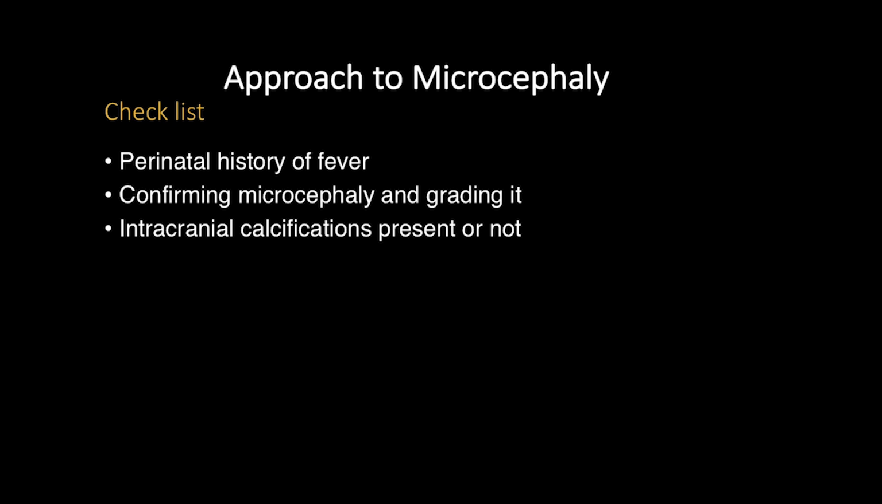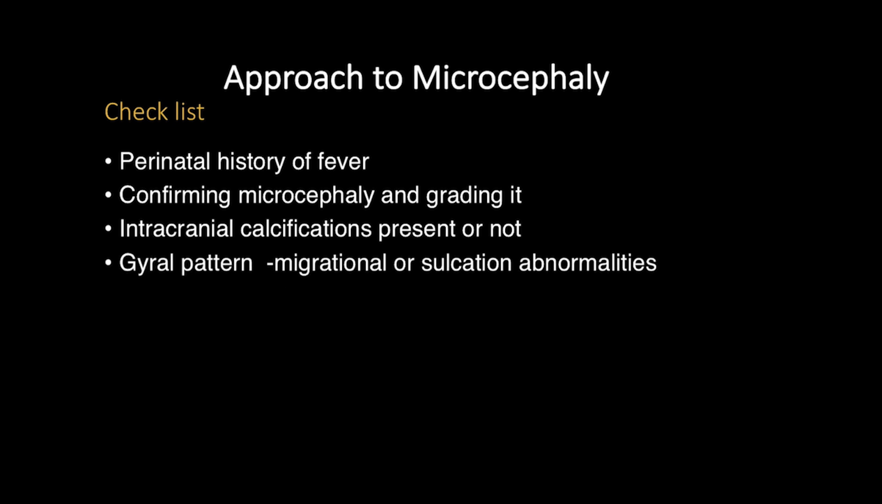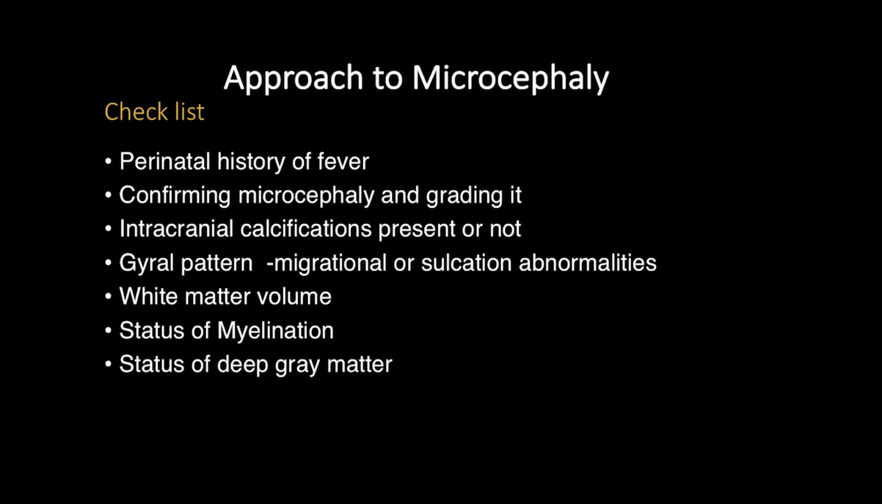But remember that some non-infectious syndromic conditions also have intracranial calcifications, and the pattern of calcification is important, whether they are periventricular, randomly distributed, or gray white matter junction located. Cortical migration abnormalities are an important part of all this microcephaly and very commonly present, which we need to classify and see. White matter volume is usually reduced in microcephaly, which needs to be mentioned. Status of the myelination to the current date of the examination needs to be addressed.